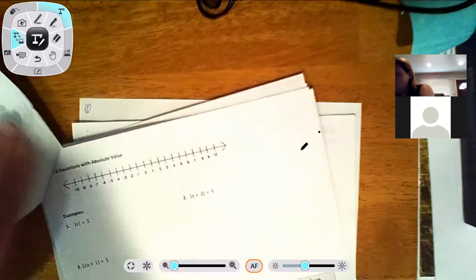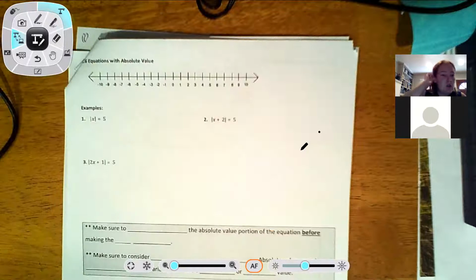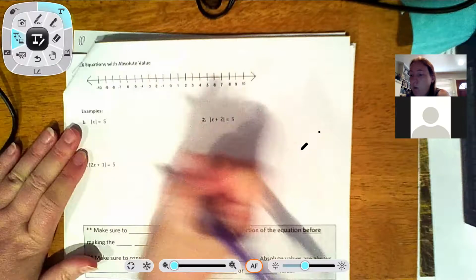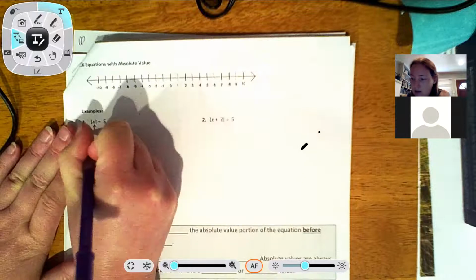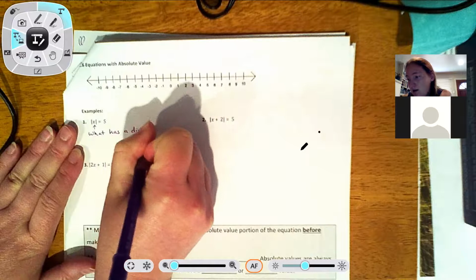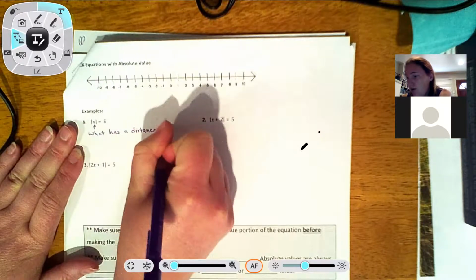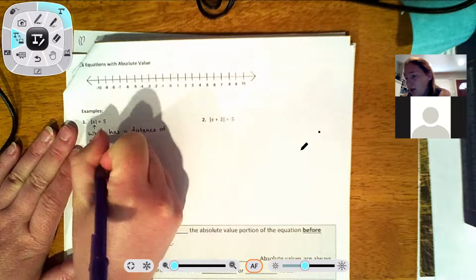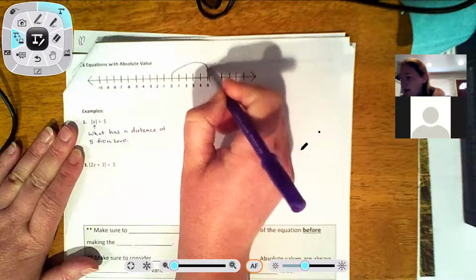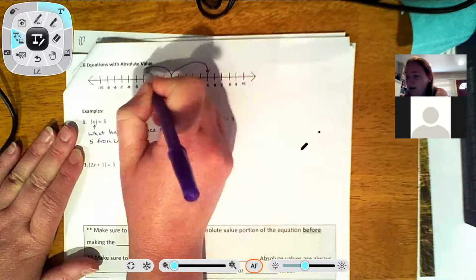And we're going to start with 2.6, equations with absolute value. So essentially, absolute value is the distance from a number to 0. So the absolute value of x is 5 is saying what has a distance of 5 from 0. And so on the number line, you can see 5 and -5. So x could equal -5 or 5.